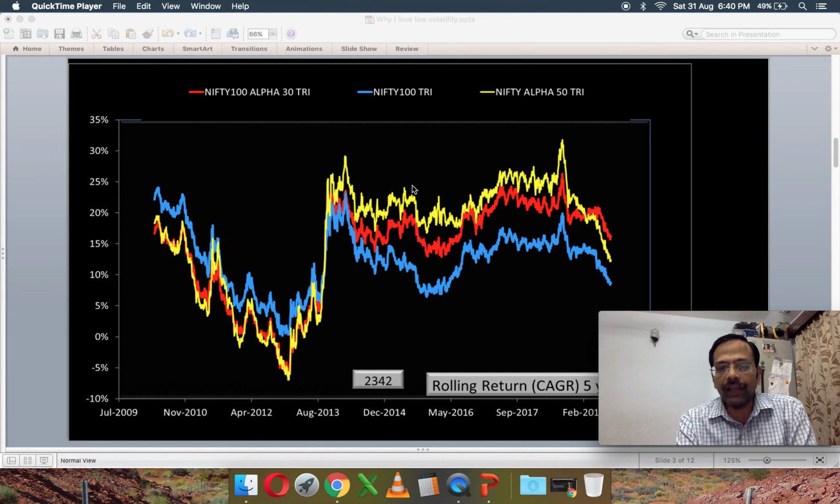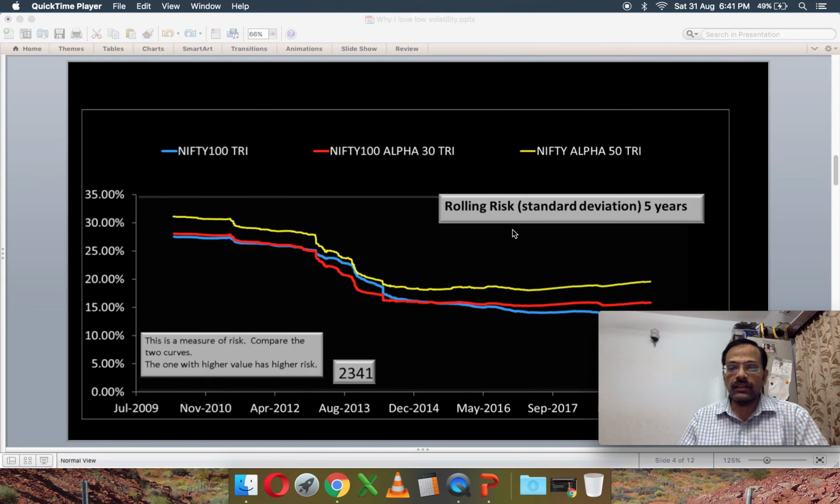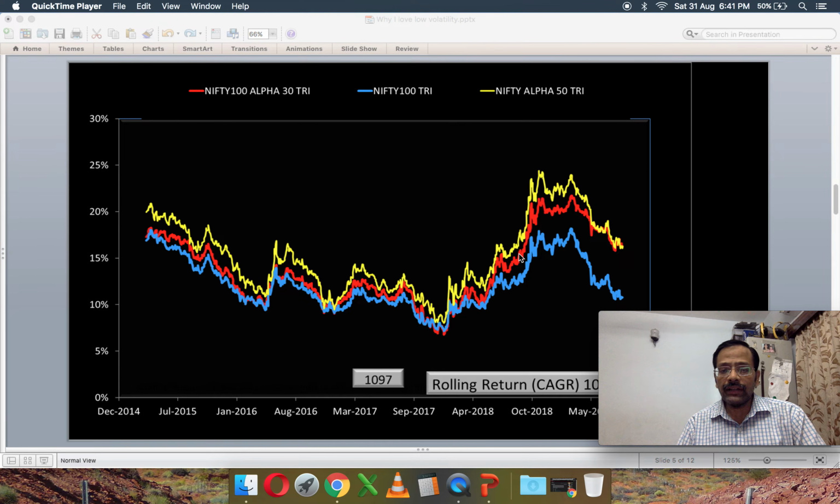You can see that both the alpha indices are extremely volatile. The difference between the maximum return and minimum return over every possible 5-year return period is very huge. So during a bear market, these alpha indices underperform the Nifty 100, but in the bull run they do better. In terms of risk, the Nifty Alpha 50 has slightly higher risk than the Nifty 100 or the Nifty 100 Alpha 30. Over 10 years, the alpha indices have done slightly better than in the 5-year window, and they have outperformed the Nifty 100 most of the time. However, there is a higher risk associated.